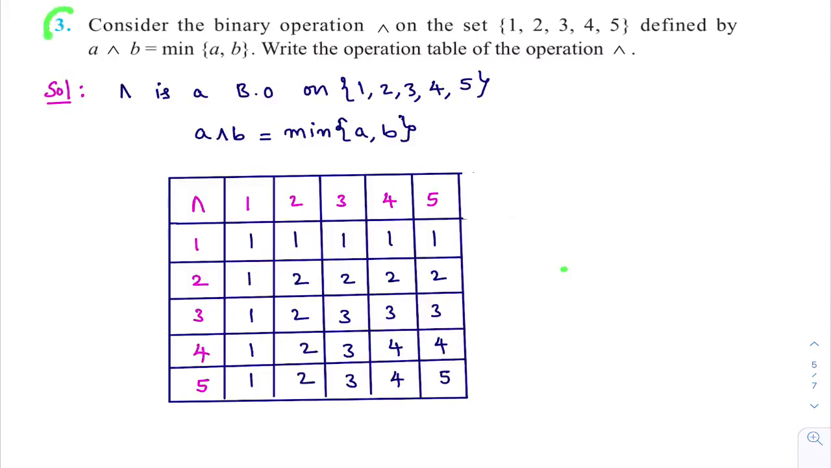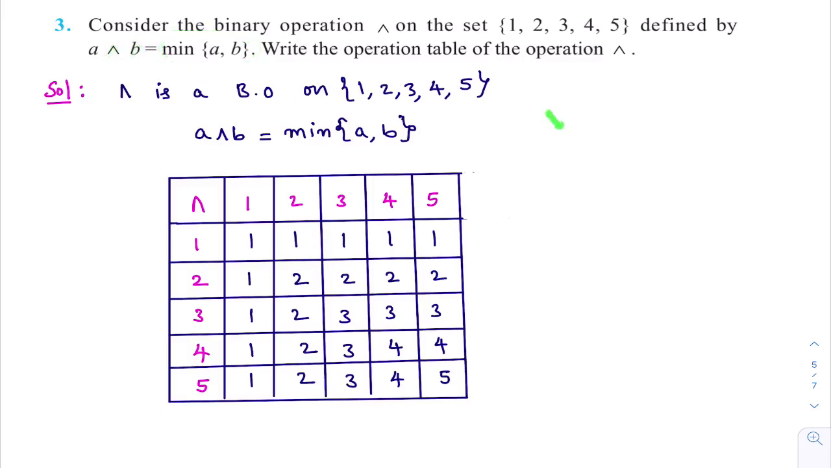In last class, we discussed up to question number 2 in exercise number 1.4. You observe this question number 3, what they are asking. Consider the binary operation. The symbol is given. The binary operation, the symbol, on the set 1, 2, 3, 4, 5 is defined by A star B. In place of star, this operation is given. A star B is minimum of A comma B.